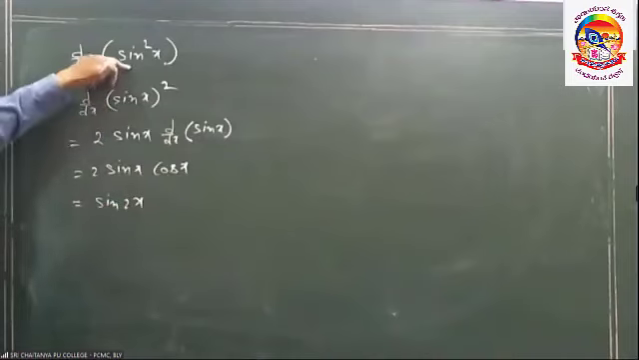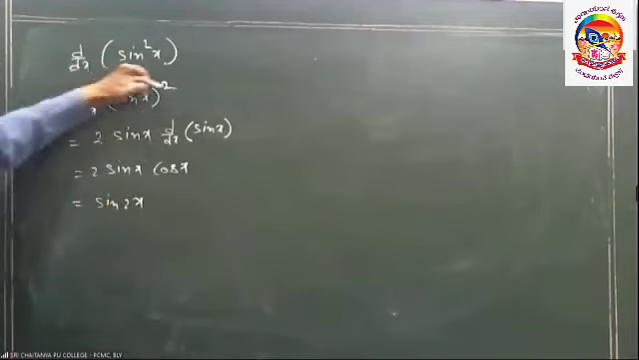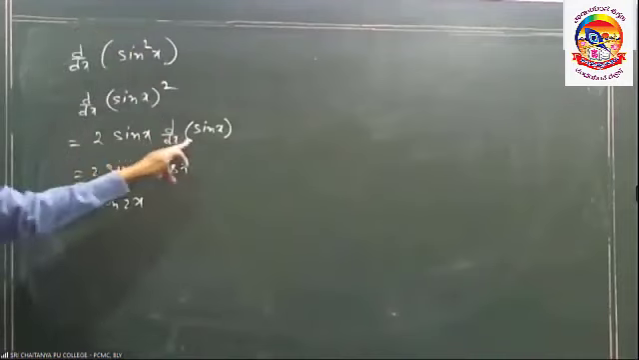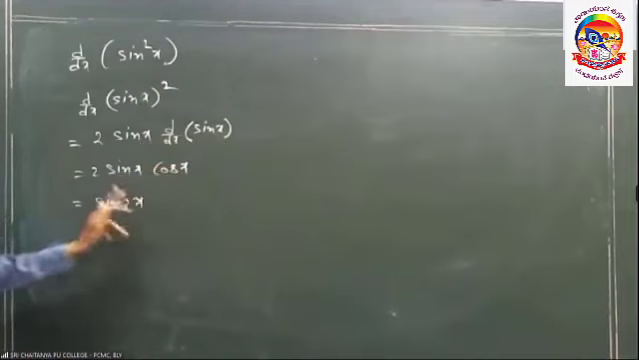It is sin square x. So the derivative of sin x whole square is 2 sin x into the derivative of sin x. The derivative of sin x is cos x. So 2 sin x cos x is equal to sin 2x.